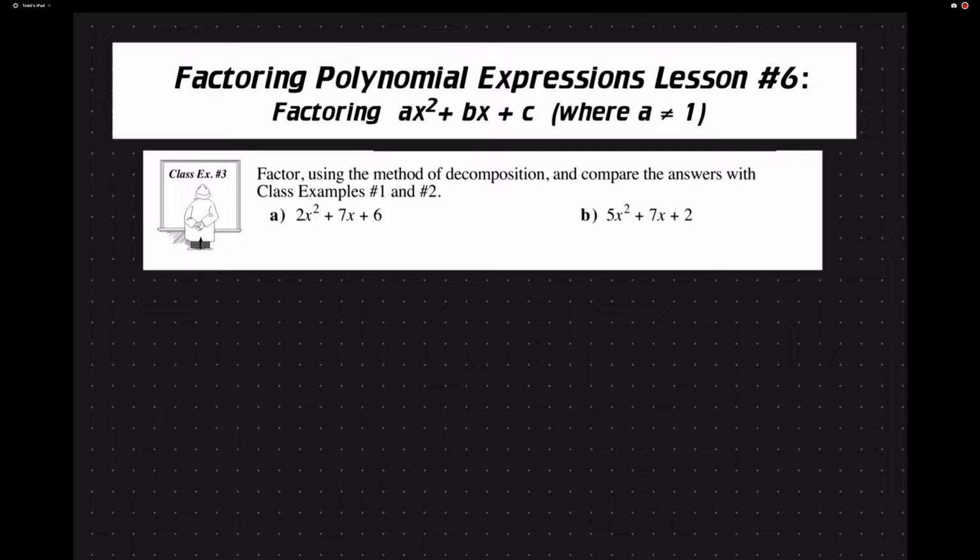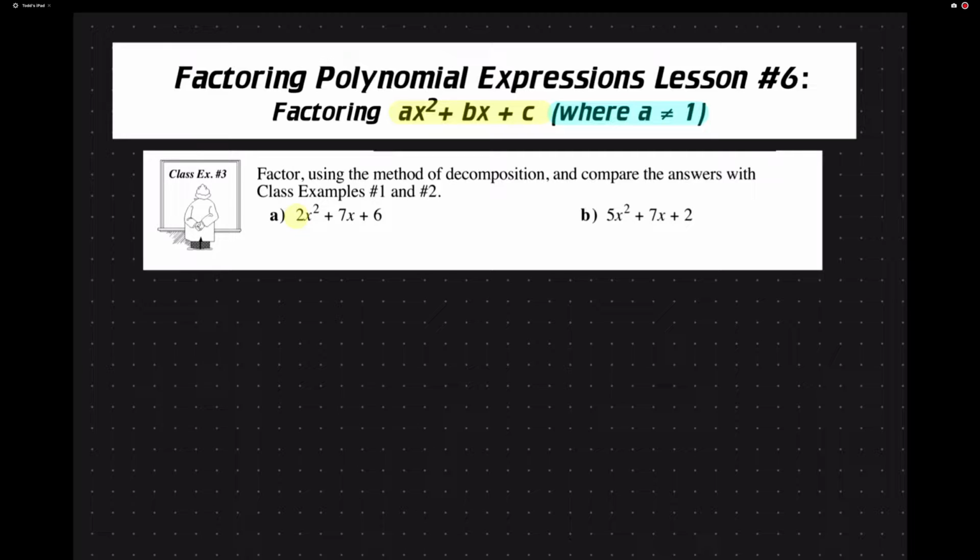This is where we've been working in the last lessons to get to. So you should recognize this form right here, ax squared plus bx plus c. So far we're doing it where the number in front of the x squared, in the first term right there, is a 1. But now we're going to be doing it where the a does not equal 1. Now, if you look at the class example 3a here, you can see that there is a 2 in front of the x squared.